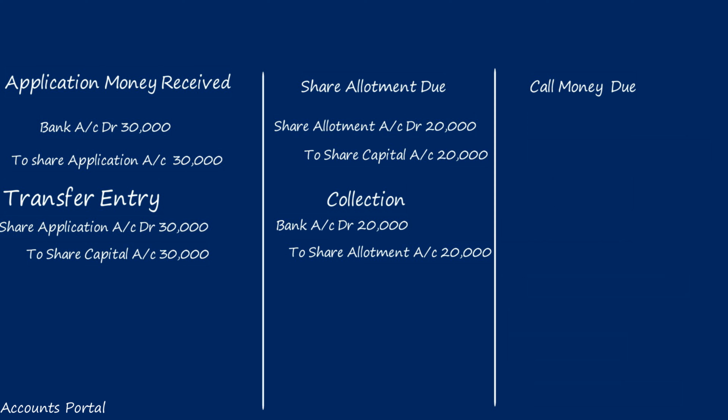All the money due on shares was received except call money on 1,000 shares. When an installment is not paid, the relevant installment collection or receipt entry should be debited. However, the due entry should not be altered. So what is the journal entry? Share call account debit 50,000 to share capital account 50,000. Then the share call money received entry.